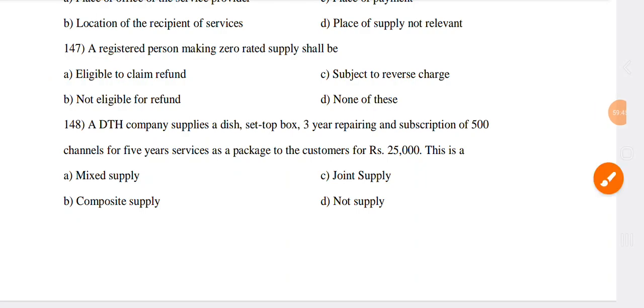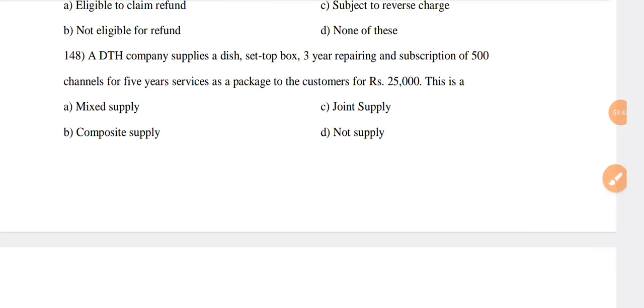Next question. A DTH company supplies a dish, set top box, 3 years repairing and subscription of 500 channels for 5 years services as a package to the customer for rupees 25,000. This is an option A mixed supply, B composite supply, C joint supply, and D not supply. Then the correct option is B.